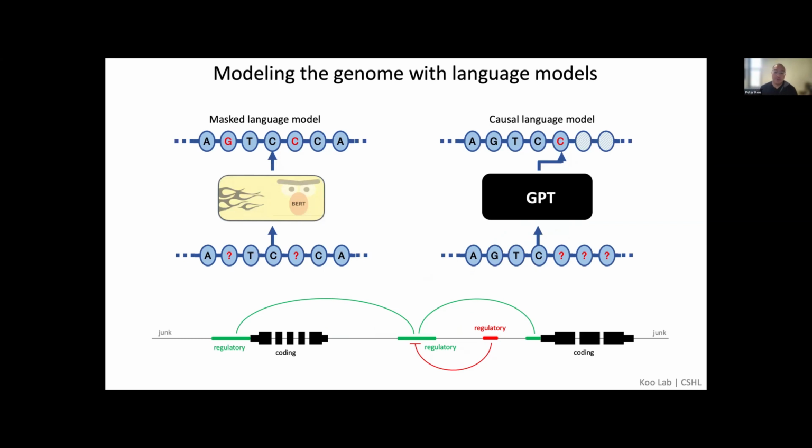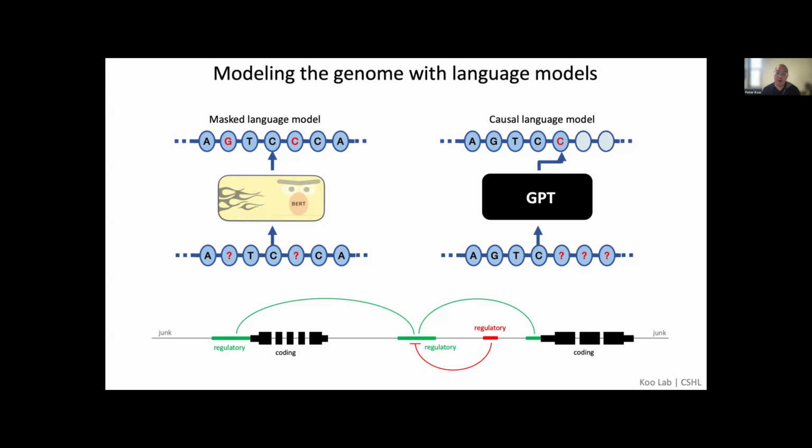Now, to model the genome, one approach is to train large language models, treating each nucleotide as words, similar to how protein language models treat amino acids as words. The two main approaches for language modeling of biological sequences are masked language modeling and causal language modeling. In masked language modeling, a random set of input tokens are masked, and the model is trained to predict the masked positions based on the surrounding context.